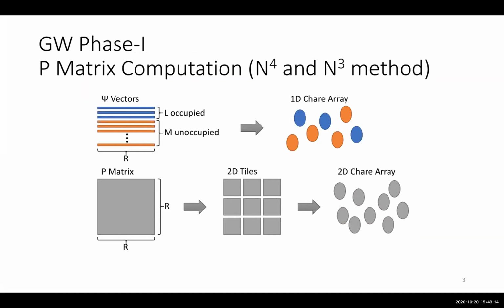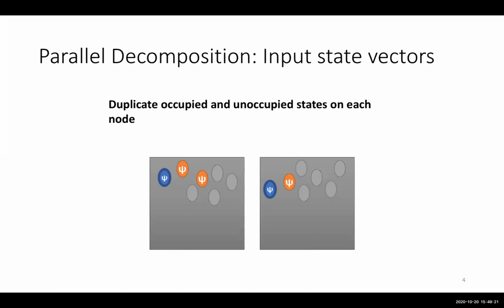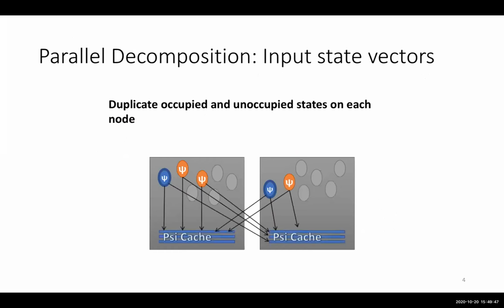In terms of the input state vectors, it's a very straightforward implementation in terms of how the occupied and unoccupied states are stored in nodes. We currently have a node group which caches the occupied and unoccupied states as needed. So currently all the occupied and unoccupied states are broadcast to all the nodes, and only portions of the state vectors are used in the computation.